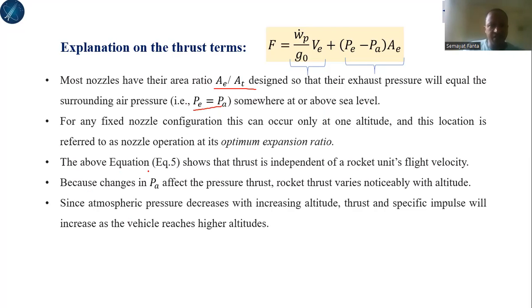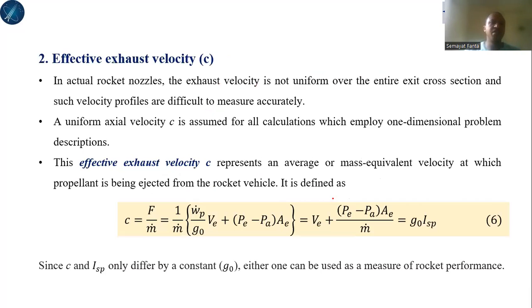Equation 5 in our case shows the thrust is dependent on the rocket's flight velocity, because a change in atmospheric pressure affects our pressure thrust component. So the change in atmosphere has a noticeable effect on our calculation.